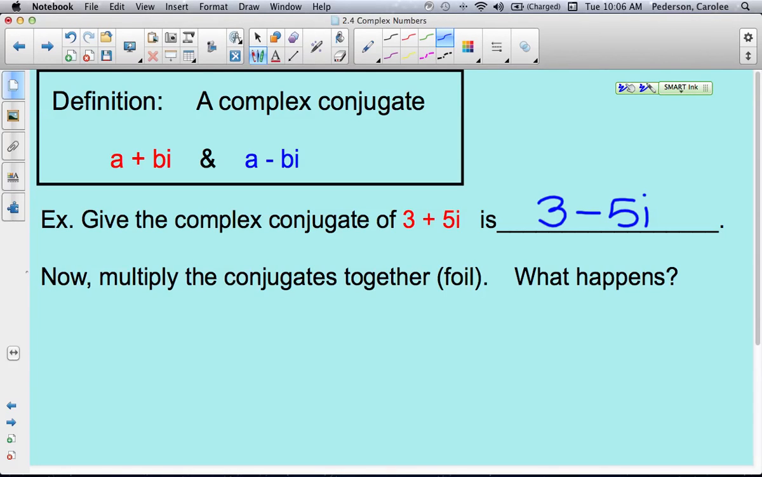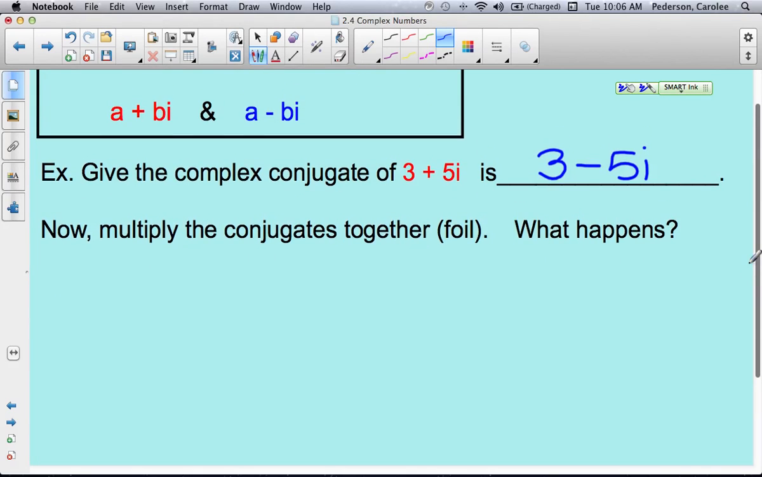And then the next question, you don't need to write down. What happens when you FOIL complex conjugates? Does anyone know off the top of their head? What do I get as a final answer? What happens to some terms when I multiply? Some things cancel out. So I'm just going to show you what happens. You don't need to write that down.